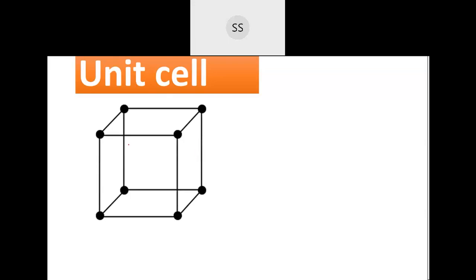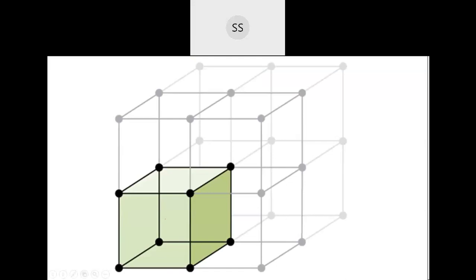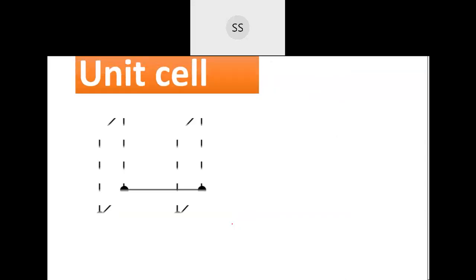If you're talking about the crystal lattice, that crystal lattice is made up of that small portion which is getting continuously repeated. That small portion is called the unit cell. If you want, I'll go back. This is the huge thing, the huge crystal, the big crystal. That big crystal is made up of this small repeating portion, and that small repeating portion is called the unit cell.